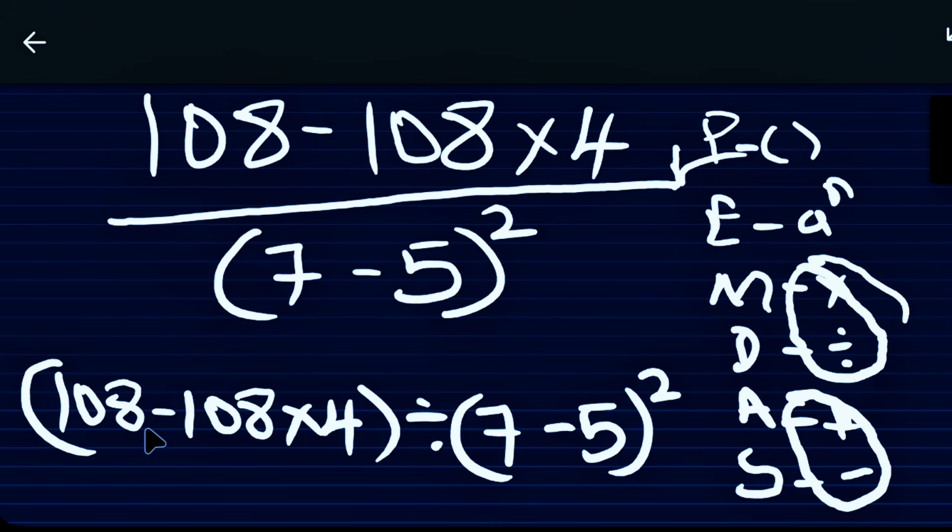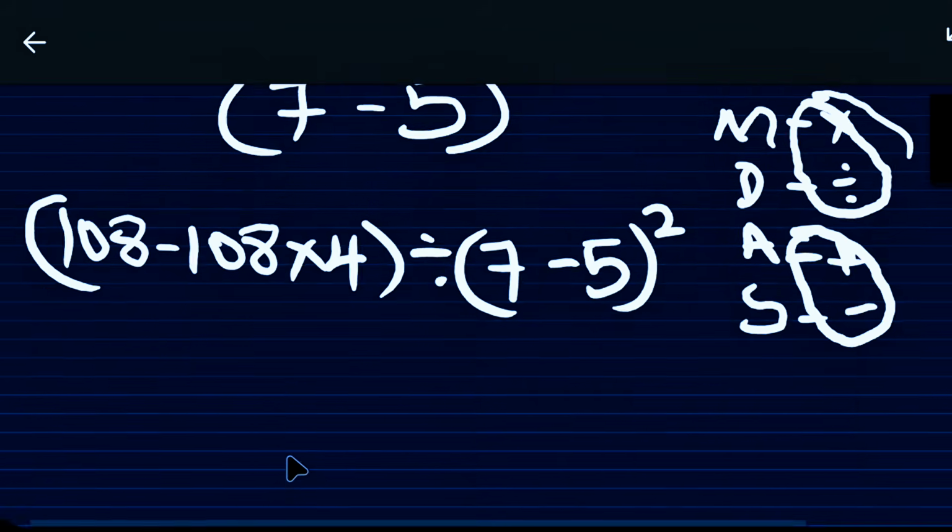Looking at the first parenthesis here, you can see that we have subtraction and multiplication. And what most people did was to subtract first and multiply, and they got the whole of this 0. But that is wrong, because multiplication is of higher priority than subtraction. So we have to multiply before subtracting.